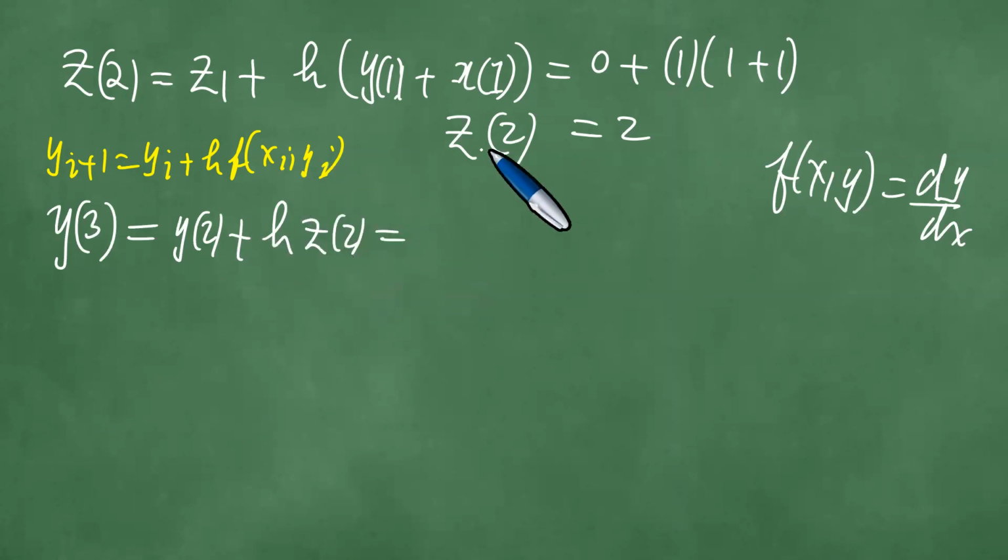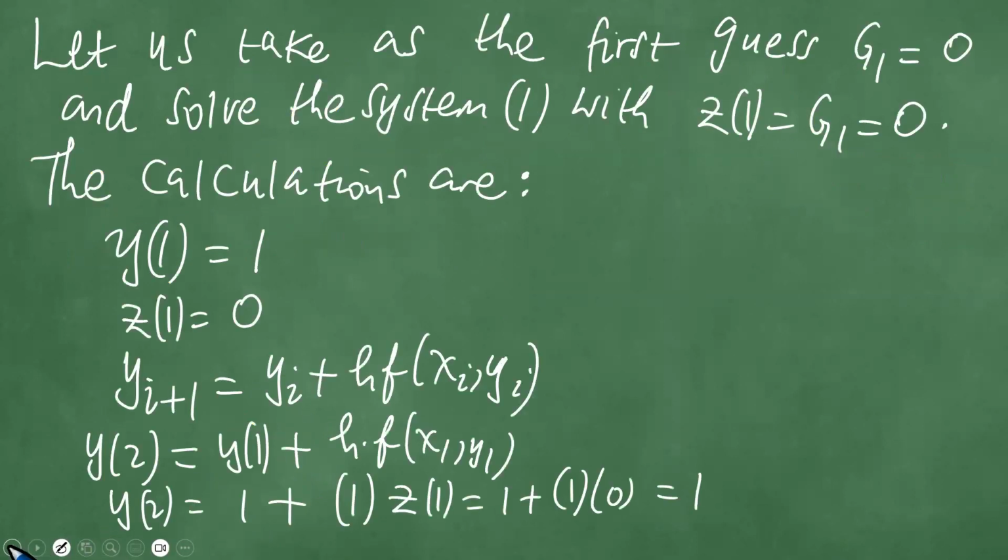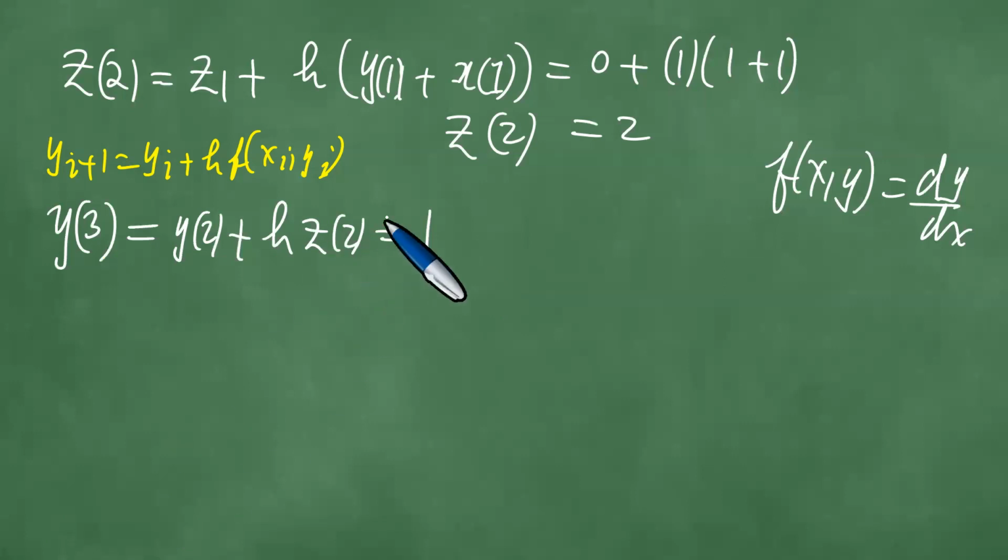So y at 2 is the same as what? Y at 2 is exactly 1. How do we know? Because we know y at 2 is 1 here. And then h is like the delta x, 1, and then z(2) is 2, and then this is 3. All right, and we have this.